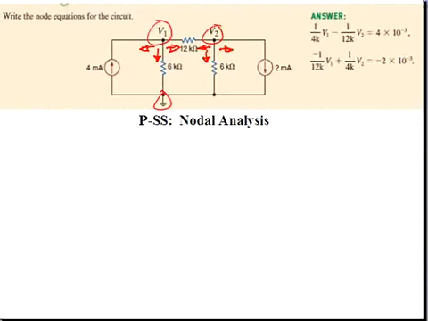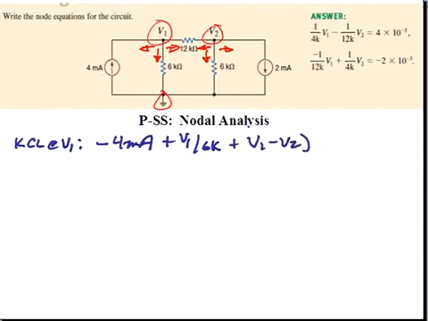So if we begin at node V1 and do a Kirchhoff's current law there, we have minus 4 milliamps plus V1 divided by 6K plus V1 minus V2 divided by 12K is equal to 0. We have three currents, and we sum those in our Kirchhoff's current law equation.